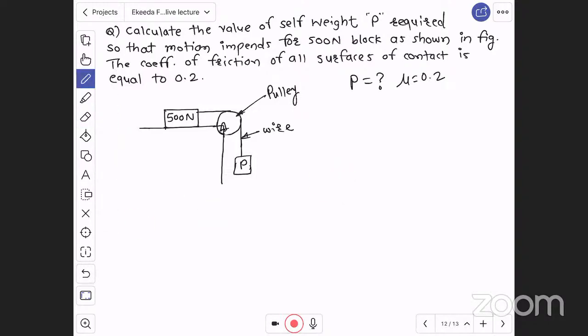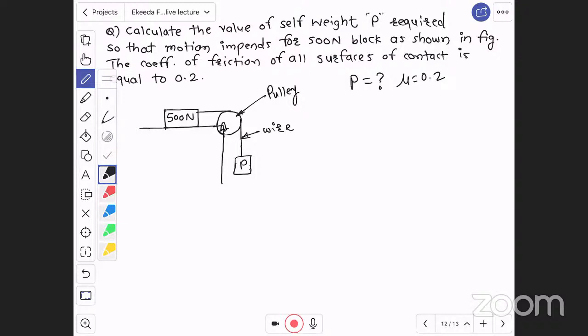Now, first of all, identify the contacting surfaces. Now see, for block of weight 500 Newton, there is one contacting surface, right? And as well as between the rope or band, between the rope and this pulley, between this wire and pulley, there is one contacting surface. And for each contacting surface, there is a friction. This is the question. Now, see, just try to imagine the diagram.